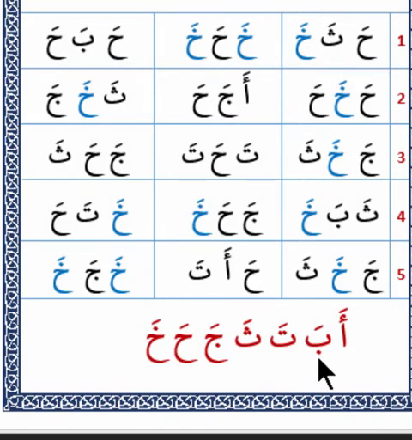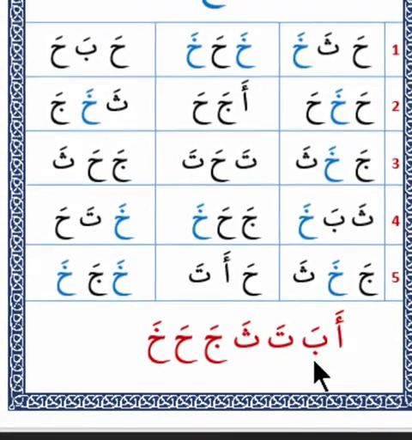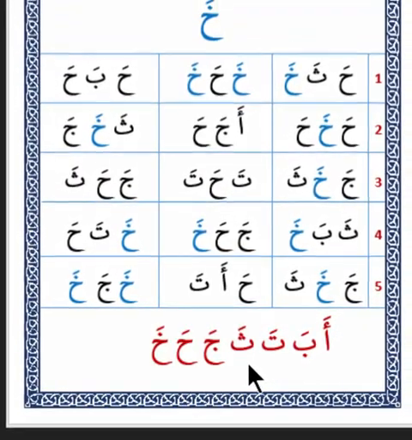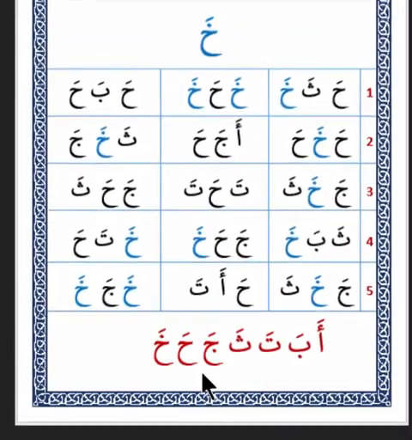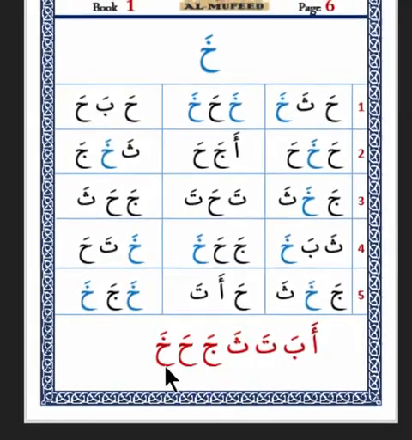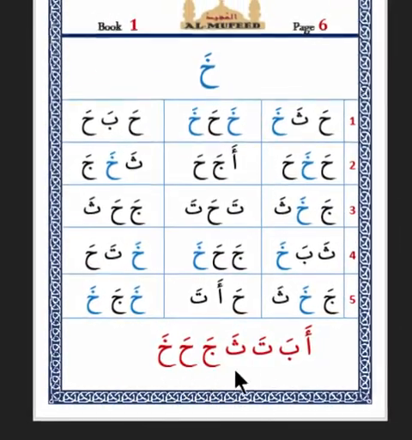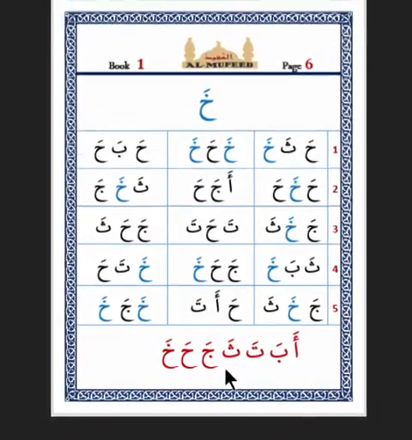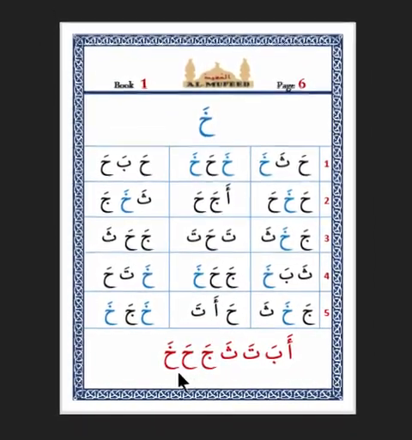A, ba, ta, tha, ja, ha, kha. Again. A, ba, ta, tha, ja, ha, kha. Now fast. A, ba, ta, tha, ja, ha, kha.